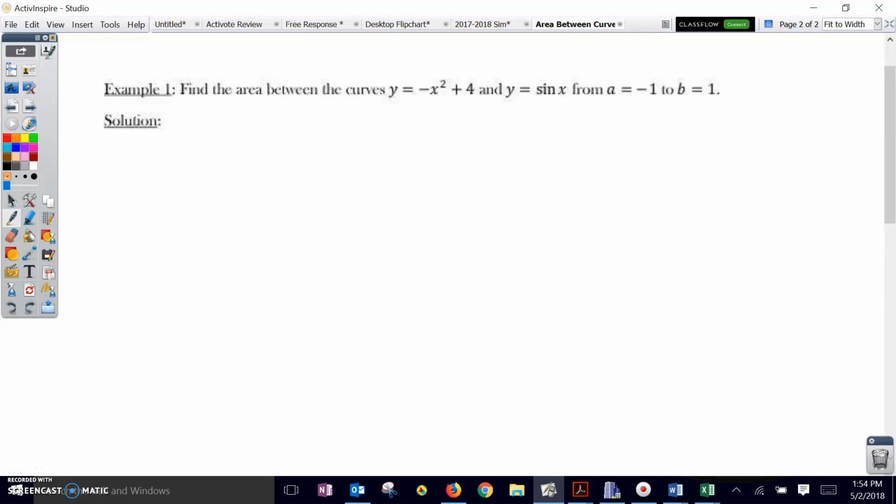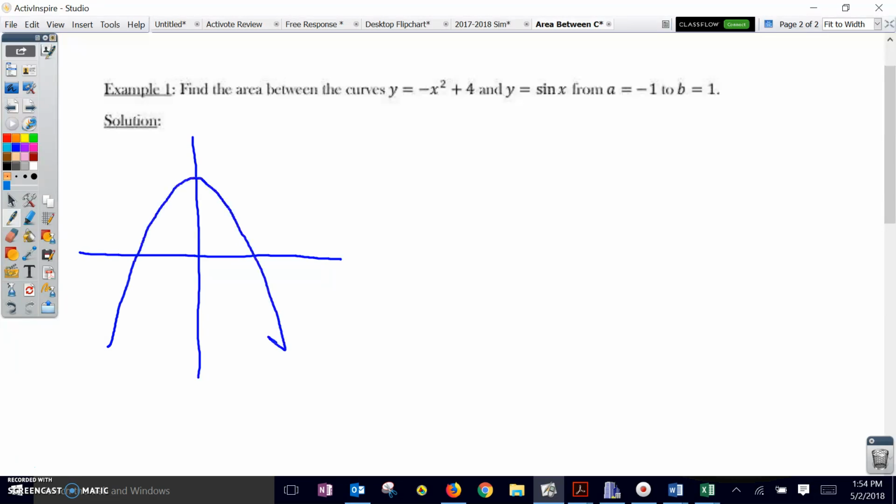Okay, for our first example, we're going to find the area between the curves y equals negative x squared plus 4 and y equals sine of x from a equals negative 1 to b equals 1. And so the first thing I'm going to do is draw a quick little sketch. And so we've got the curve y equals negative x squared plus 4. It'll be a parabola. And the curve y equals sine of x.